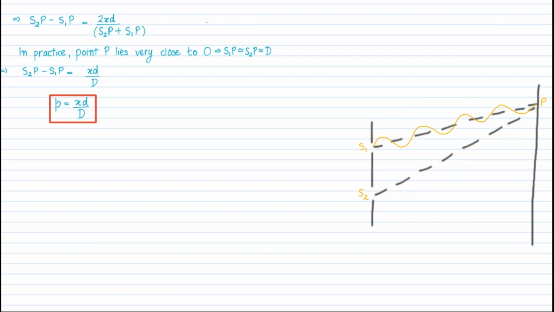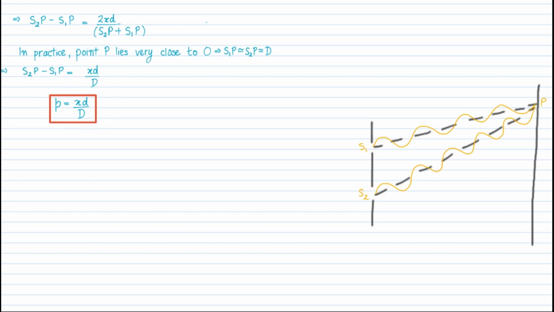Okay, let's take an example. You have one wavelength, two wavelength, three wavelength, four wavelength, five wavelength. So in case of S1P, there are four wavelengths. In case of S2P, there are five wavelengths. Why? Because the light has to travel the extra path difference in case of S2, and that extra path difference is given by this equation.